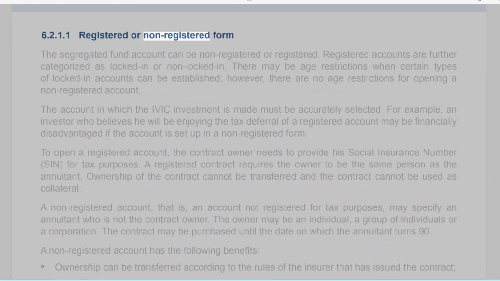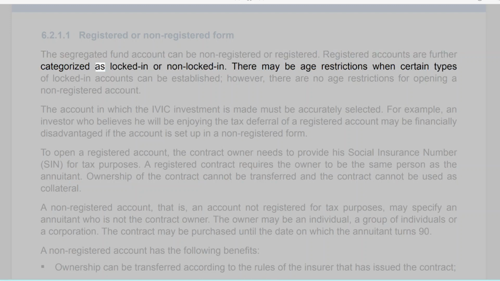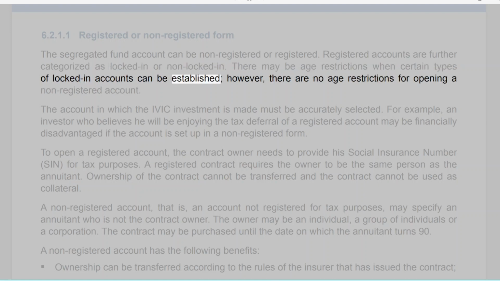6.2.1.1 Registered or non-registered form. The segregated fund account can be non-registered or registered. Registered accounts are further categorized as locked-in or non-locked-in. There may be age restrictions when certain types of locked-in accounts can be established, however, there are no age restrictions for opening a non-registered account.